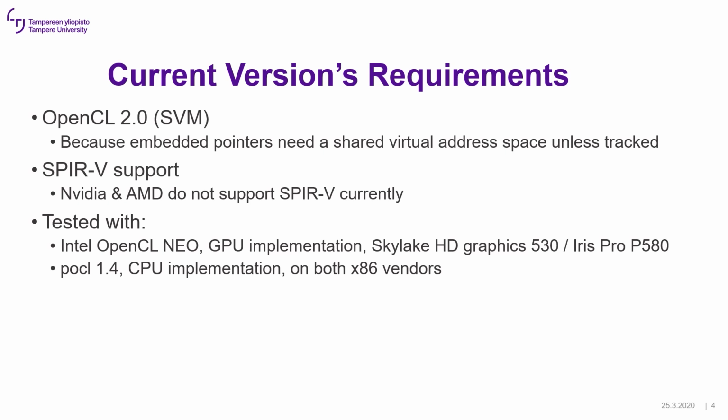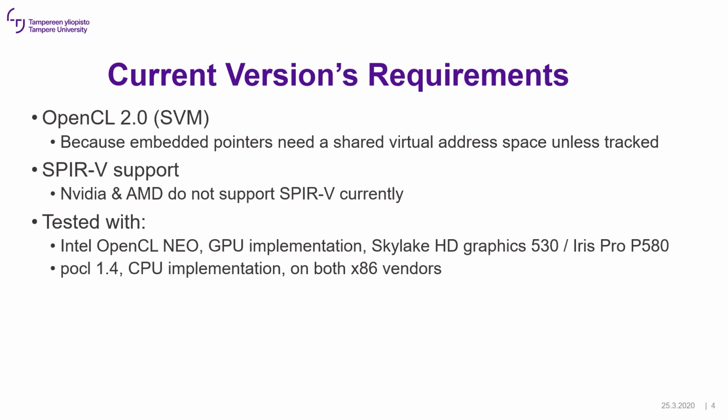HIPCL has some requirements on the OpenCL platform. The first is shared virtual memory. It is required because HIP supports pointers embedded in data passed between the host and the device. The second requirement is SPIR-V. Because the program using HIPCL does not know the OpenCL platform where the program will eventually run, we need an intermediate binary format, and we have chosen SPIR-V.